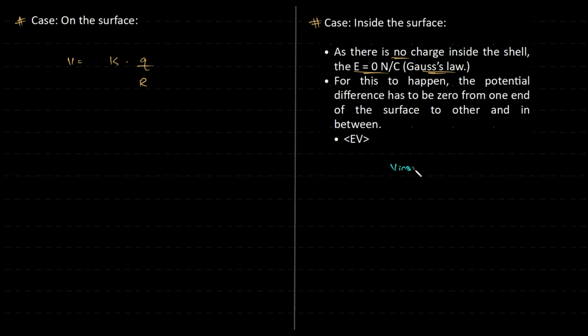Let me put it this way: V inside minus potential on the surface has to be equal to zero. That's what the potential difference, delta V, tells. As delta V is zero, V inside has to be equal to V on the surface, which is nothing but kQ/R.